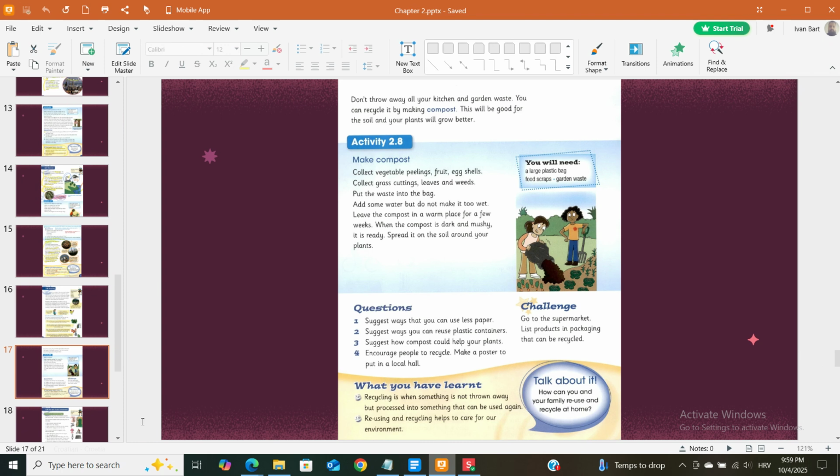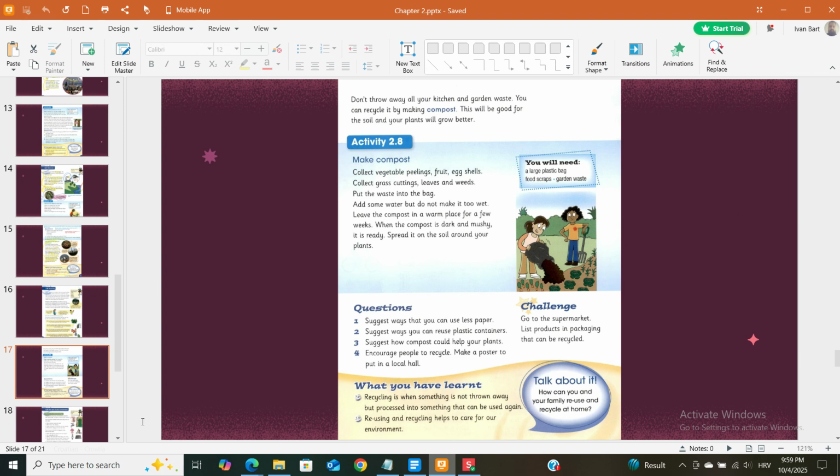Questions. 1. Suggest ways that you can use less paper. 2. Suggest ways you can reuse plastic containers. 3. Suggest how compost could help your plants. 4. Encourage people to recycle. Make a poster to put in a local hall.